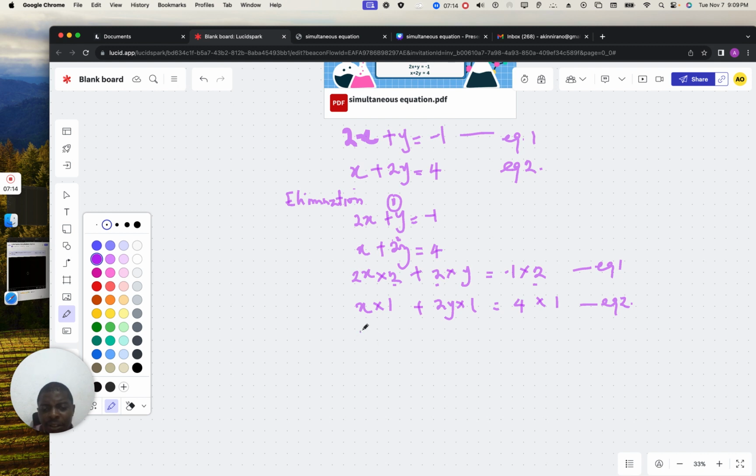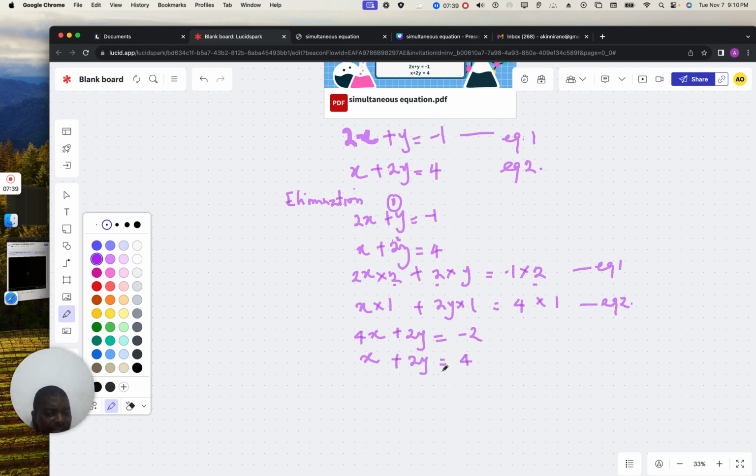It's going to give us 4x plus 2y is equals to minus 2. Then the second equation is going to give us x plus 2y is equals to 4.